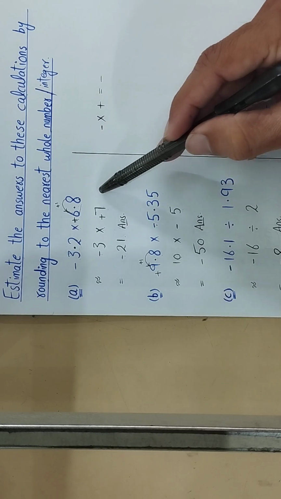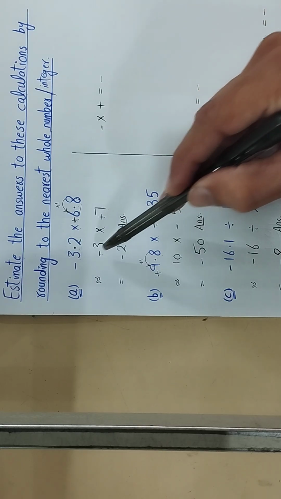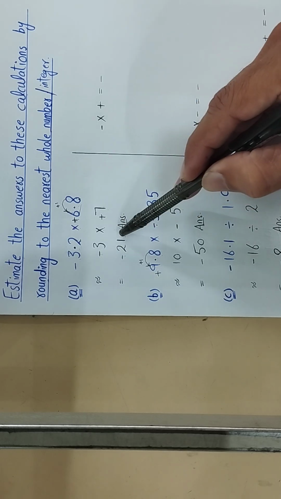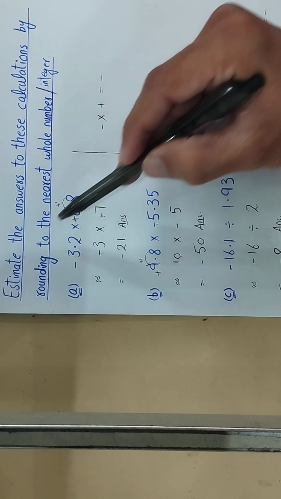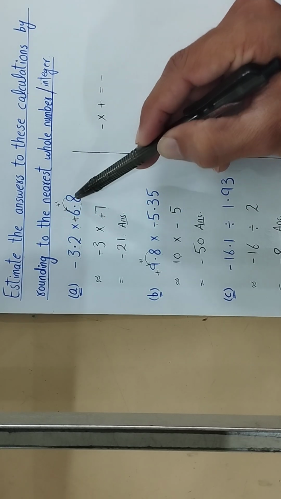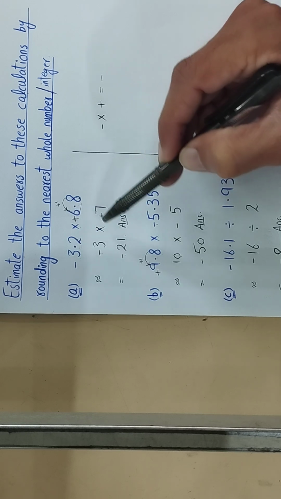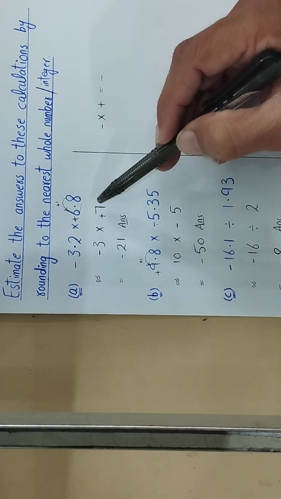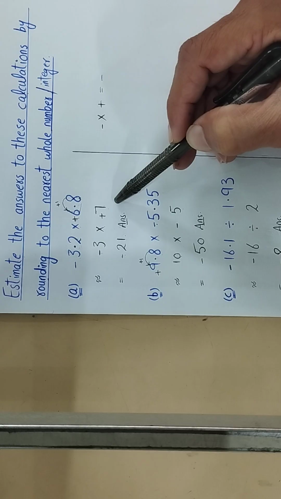Now second step is multiply these numbers to get your answer. 3 7s are 21 and minus multiply plus is equal to minus. So this one is our answer, -21, and this one is the estimated answer of this calculation because we have not used the actual numbers. हमने actual numbers को multiply नहीं किया. When we round off the numbers and then we multiply to get the answer, that answer is the estimated answer.